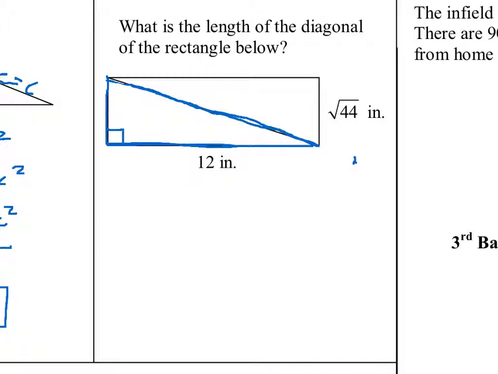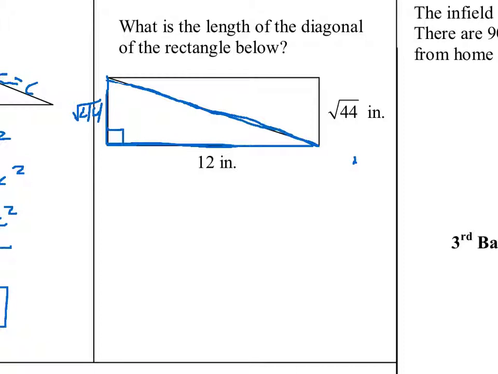The next thing that I heard him say is that if I look at this blue triangle that I have, at this point, I only know one of the three sides. In order to use Pythagorean theorem, I must know two. But he said, I know something about rectangles, and that's that opposite sides are the same. So that means that this must be the square root of 44.